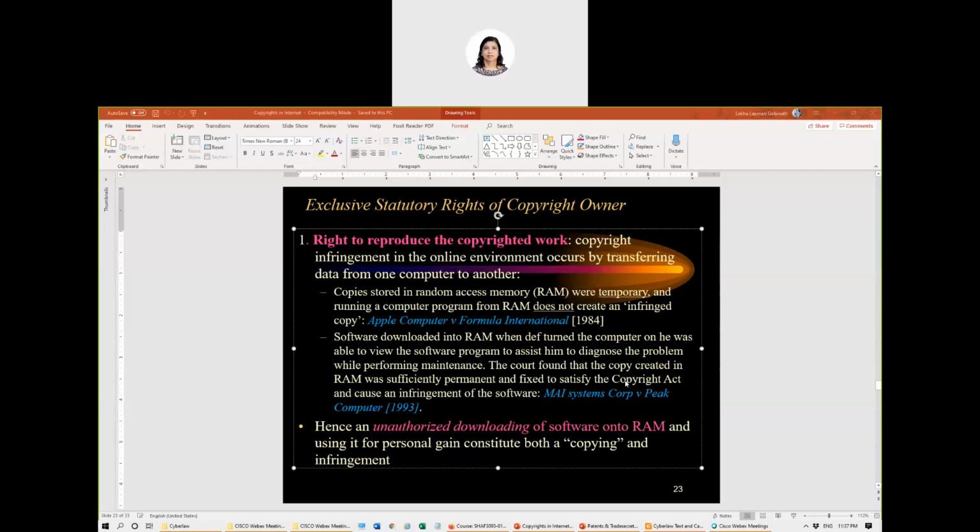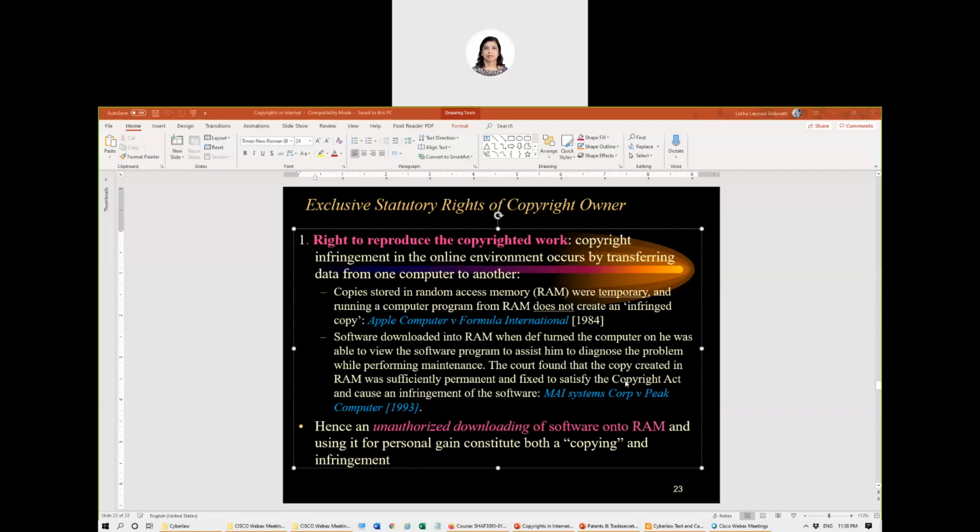It was sufficiently in a permanent form, in a fixed form, to constitute infringement of the software. And the main reason is because every time he switched on the computer, he could access it and he could run the program. So it was in a sufficiently permanent form for that work to be an infringed work. And therefore the statutory right to reproduce has been violated. So these are the two cases.